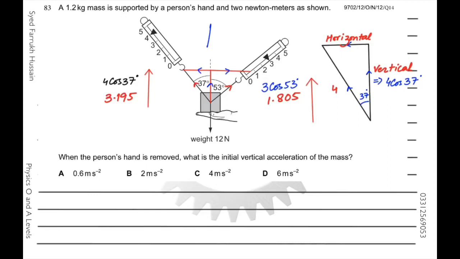total force acting vertically upwards is 5 Newton and total force acting downwards is 12 Newton. Resultant force vertical is 7 Newton, and to find out acceleration you divide resultant force by mass. a is equal to F upon m. So 7 is divided by 1.2, so the answer is 6 meters per second square vertical acceleration.